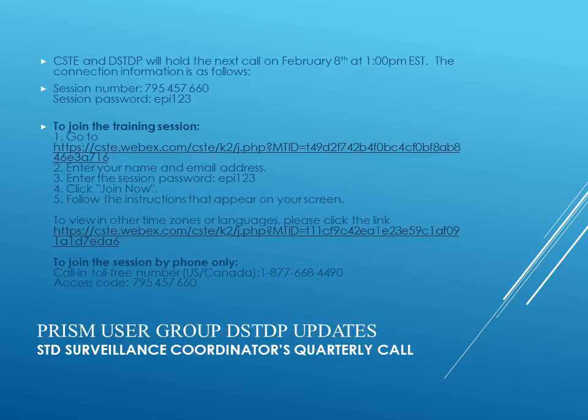The last update is that CSTE and DSTDP will hold the next surveillance coordinators call on February 8th at 1 p.m. Eastern Standard Time. And as you can see, the connection information is on the screen there and will be on the slides when you receive them. This information was sent out to all of the project areas. We just wanted to make sure that you were aware of the calls. And that's it for DSTDP updates for this time around.